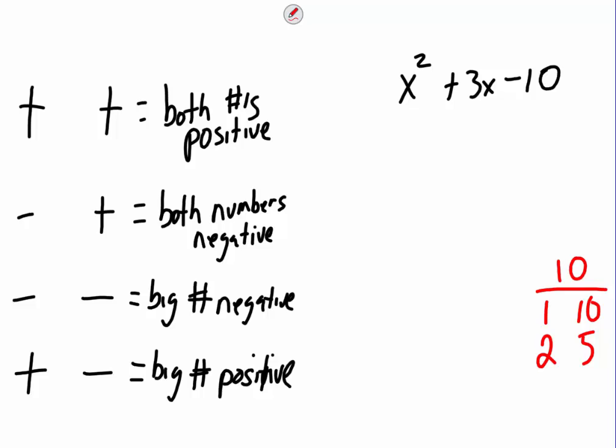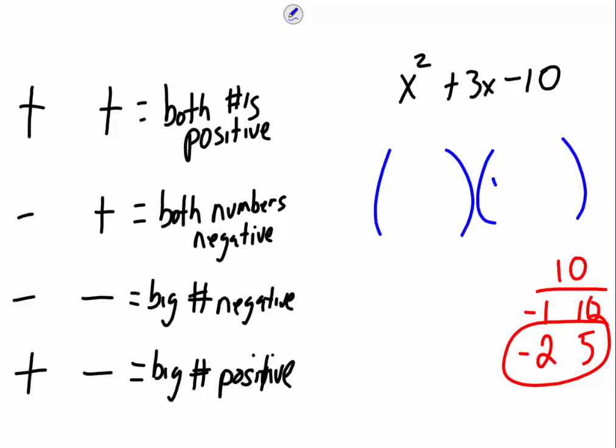And the big number is going to be positive, so that means the little number is going to be negative. So which one of these gives me a positive 3? Right there. So I come up here, I put my 2 sets of parentheses, an x and an x, and again write down the numbers with the signs. So negative 2, positive 5. Okay? That's all there is really to factoring when you have a leading coefficient.